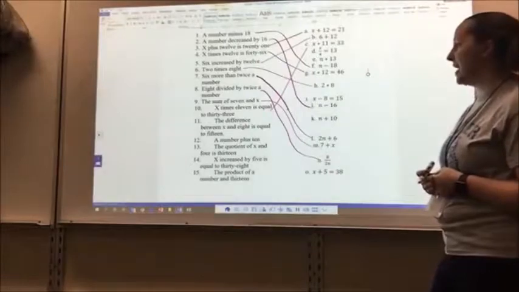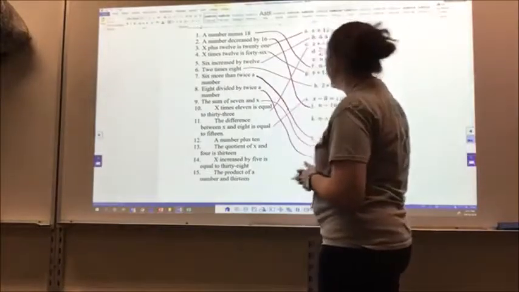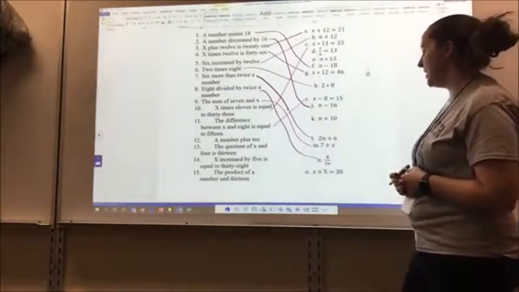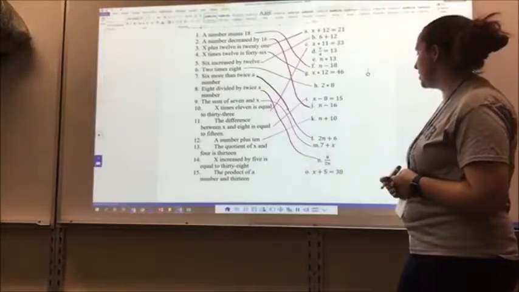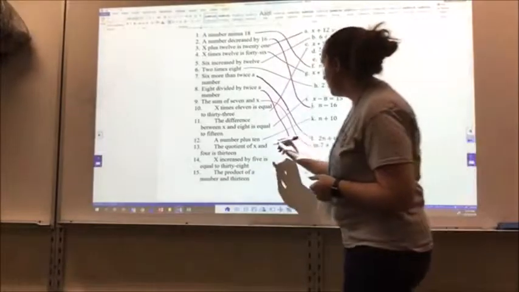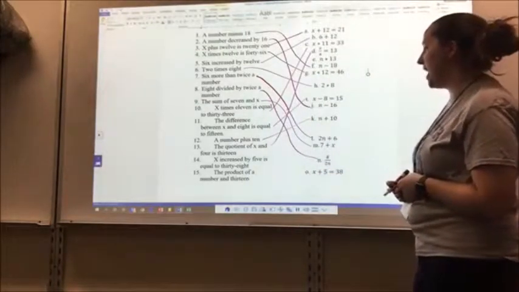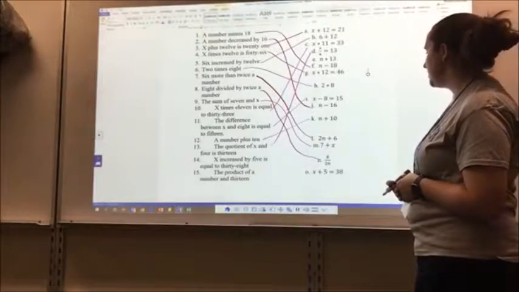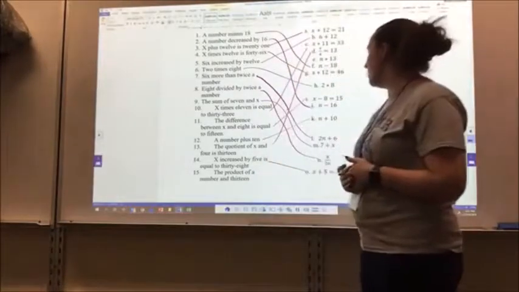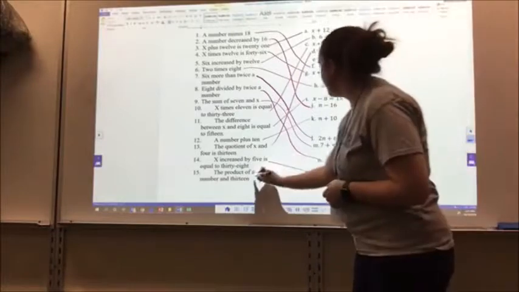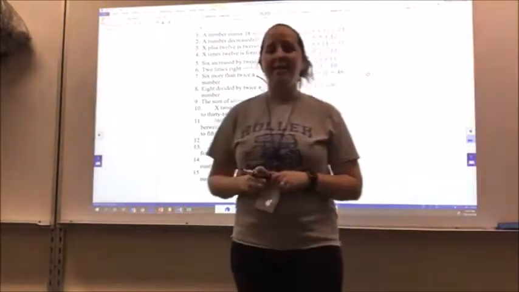Number 11, the difference between x and 8 is equal to 15. So difference is subtraction, so that matches with I. Number 12, a number plus 10 matches with K. Number 13, the quotient of x and 4 is 13, which is D. Number 14, x increased by 5 is equal to 38. So x increased by 5 equals 38, which is O. And then the product of a number and 13, which is letter E. And that is the end of lesson 3.